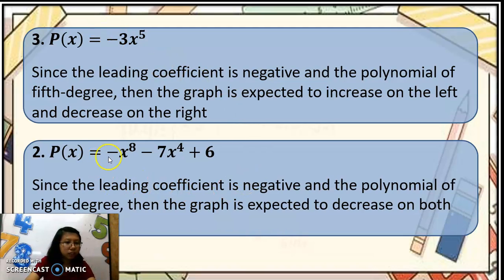Okay. And then negative x raised to 8 minus 7x raised to 4 plus 6. So the leading coefficient is negative and the polynomial is of 8th degree, which means an even number. So the graph is expected to decrease on both sides because we have negative 1 as the value of the coefficient.